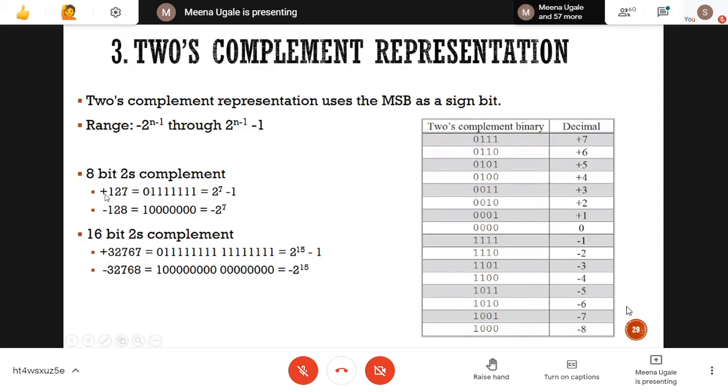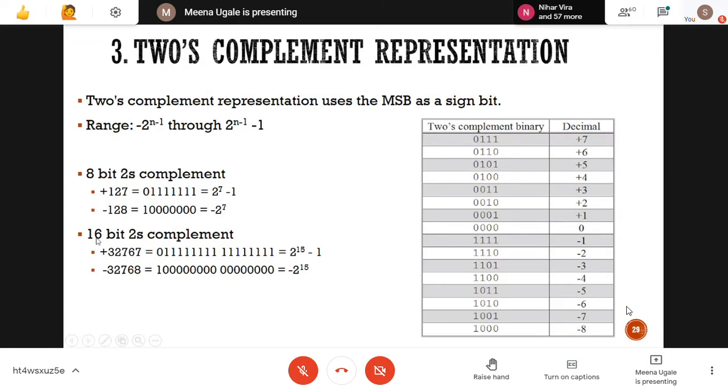If I have the number plus 127, I will be representing it like this. For 8-bit, replace n equal to 8. You will get the number 2 raised to 7 minus 1, that is plus 127, which will be the highest positive number represented. And minus 128 will be the highest negative number represented when it is an 8-bit representation.